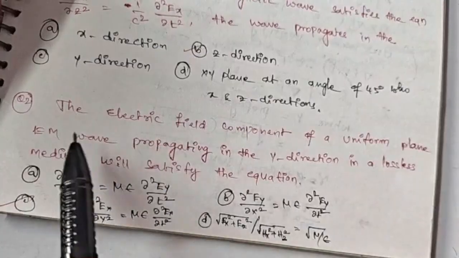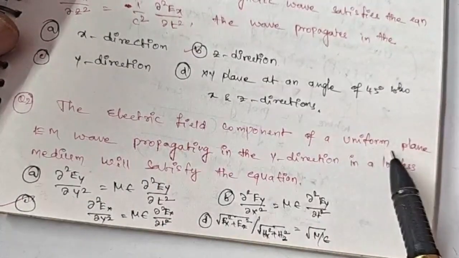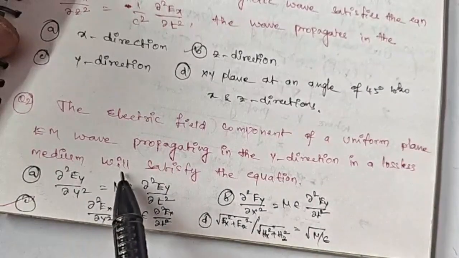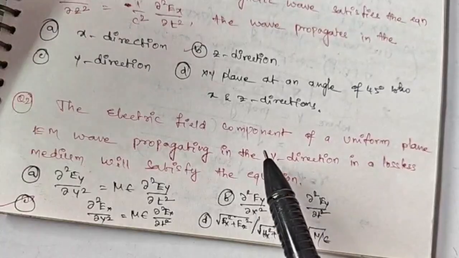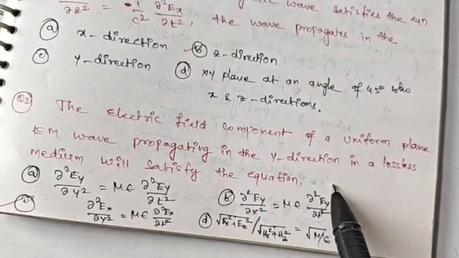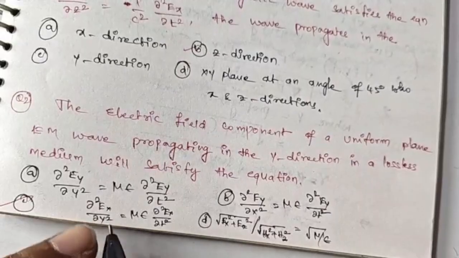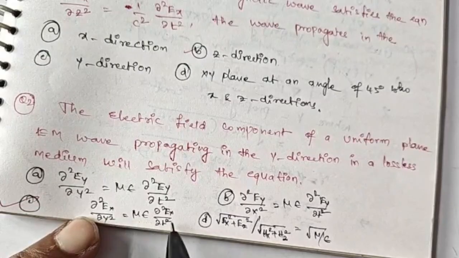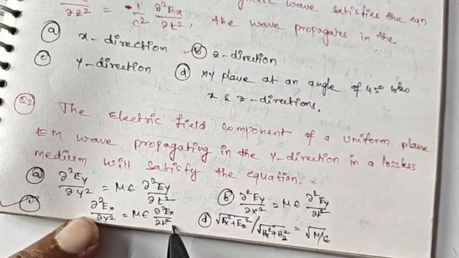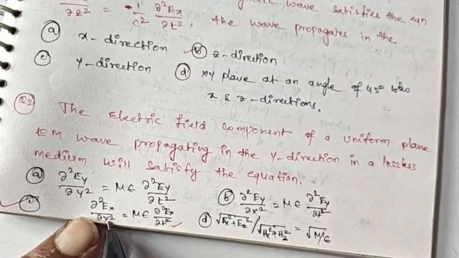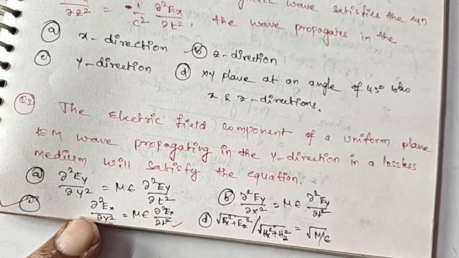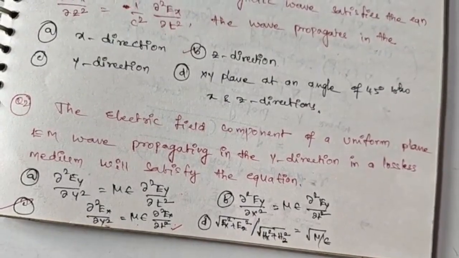One more question they ask: the electric field component of a uniform plane EM wave propagating in the y direction in a lossless medium will satisfy which equation? Now it is the same question, just the wave propagation direction is changed to the y direction. So if you observe, option three, ∂²Ex/∂y² equal to μ epsilon ∂²Ex/∂t². See, the wave is propagating in the y direction, that's why the y term will be in the denominator. So the remaining are all wrong. Okay, thank you.